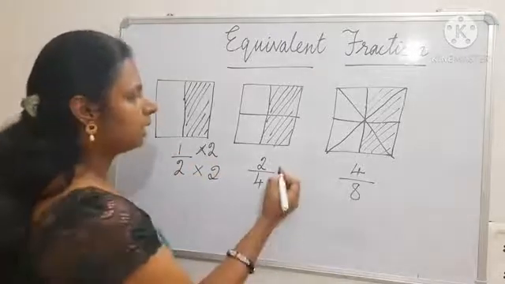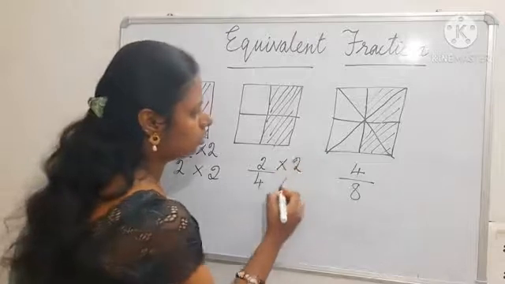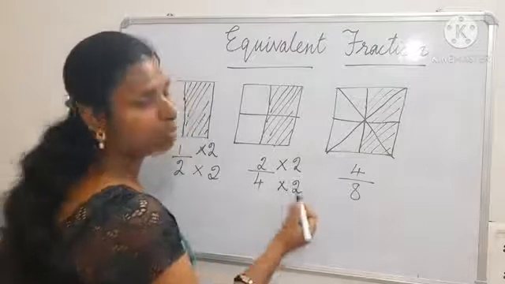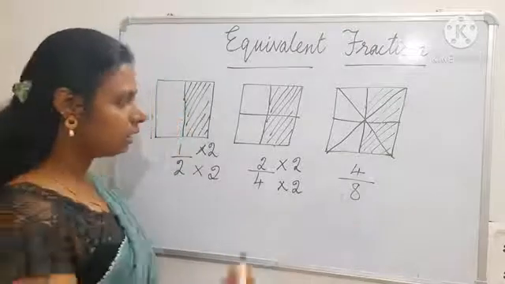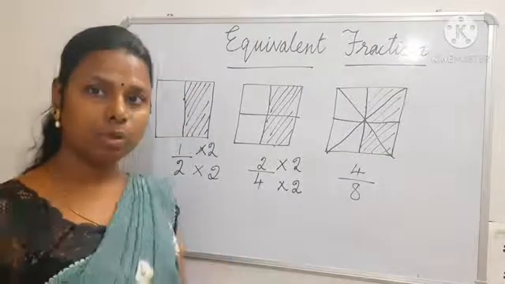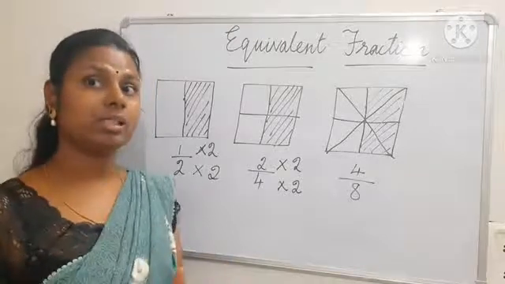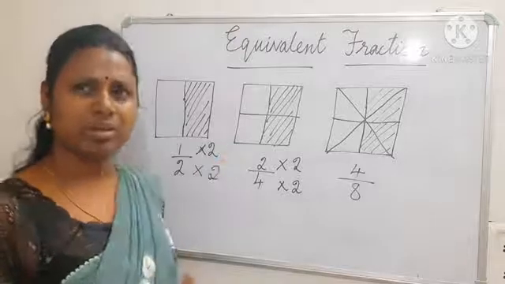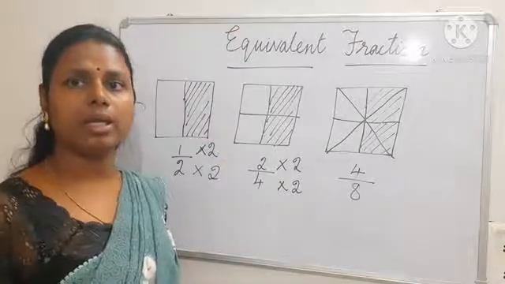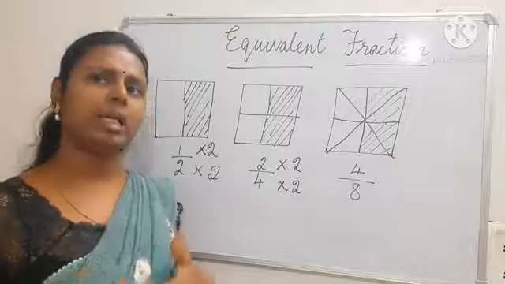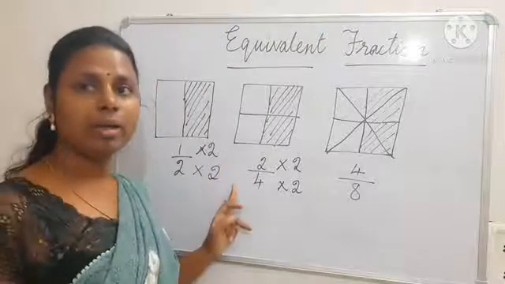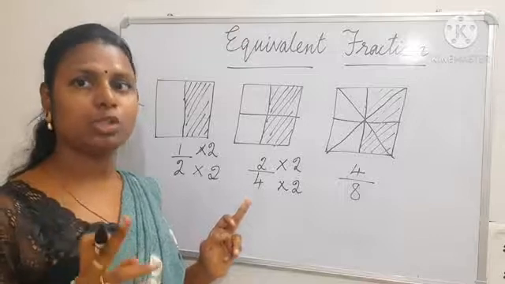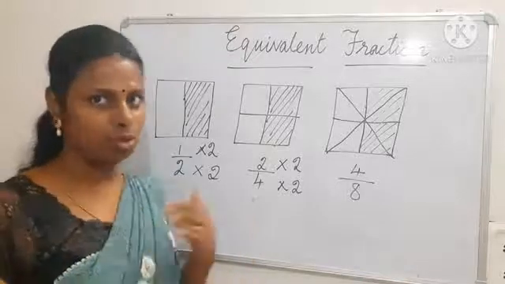So when you multiply this number also by 2, you get 2 2s are 4, 4 2s are 8. So in this way, whenever you want to identify anything, whether it is equivalent fractions or not, first you can take any number. You can take any number, the smallest number I have taken, you can take any number and multiply, but the number which you take, the same number should be multiplied by numerator and denominator also.